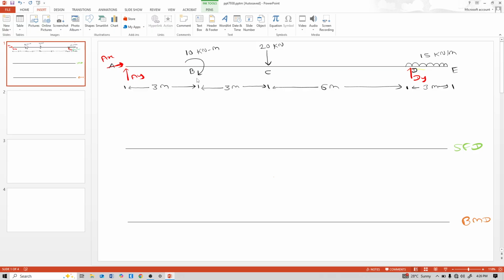And the loads are: at point B, there is a clockwise moment of 10 kN meter. At point C, there is a downward load of 20 kN. And between D and E, there is a UDL of 15 kN per meter.